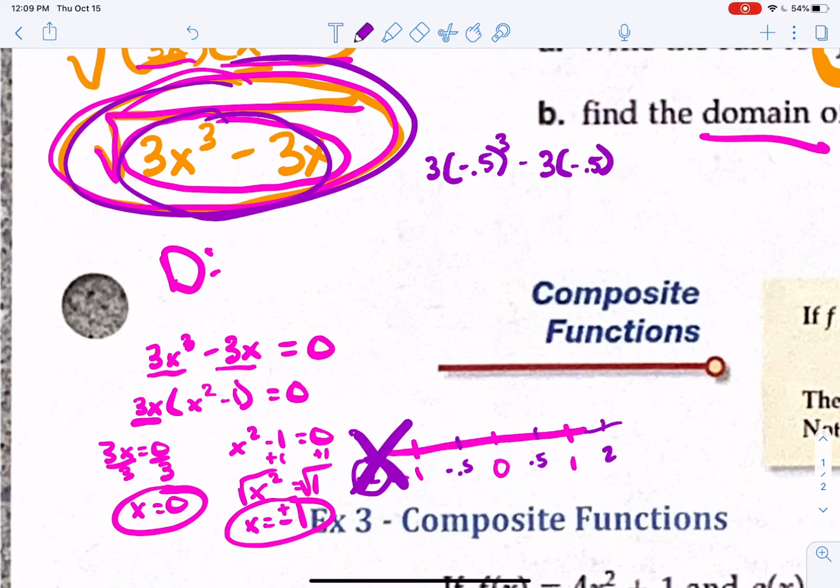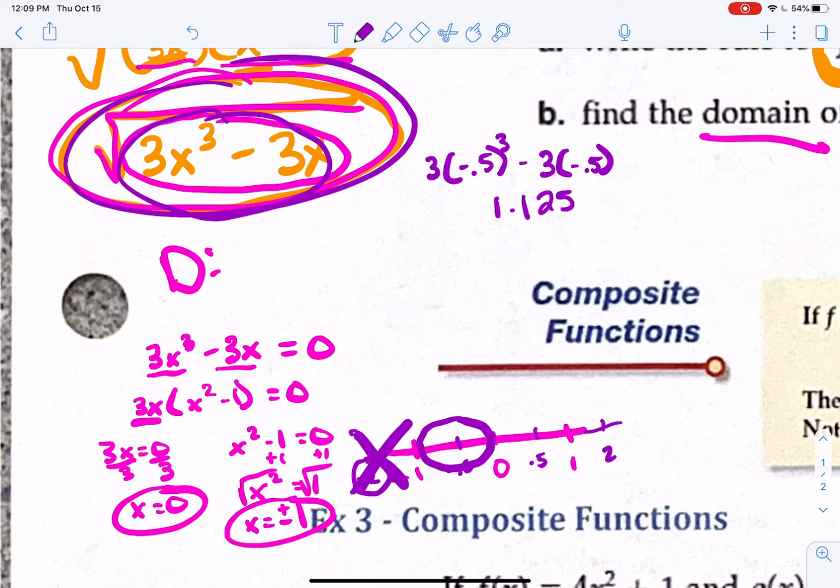So 3 times -0.5 to the third power minus 3 times -0.5. Okay, you can enter this in as well if you want to check. And that is a positive 1.125. So since that's a positive number, I can take the square root of it. So that is good. Okay, the next thing I want to do is I want to take positive 0.5.